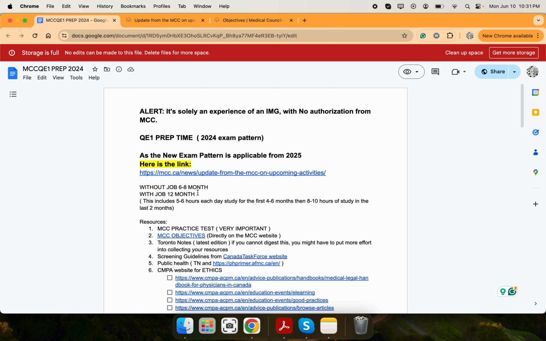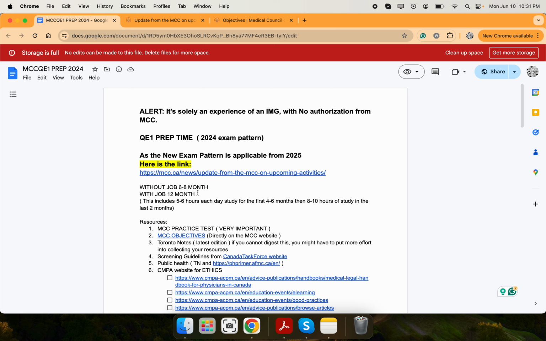So before I start my description about the document, I'm just going to say that all of the resources are solely my own experience as an IMG giving the exam of QE1. There is no authorization with MCCQE or any other organization.